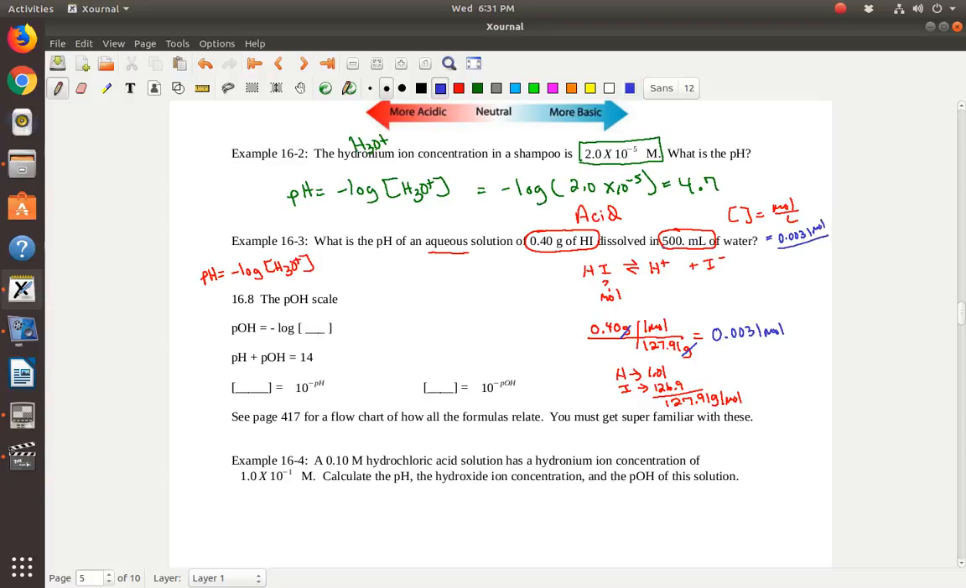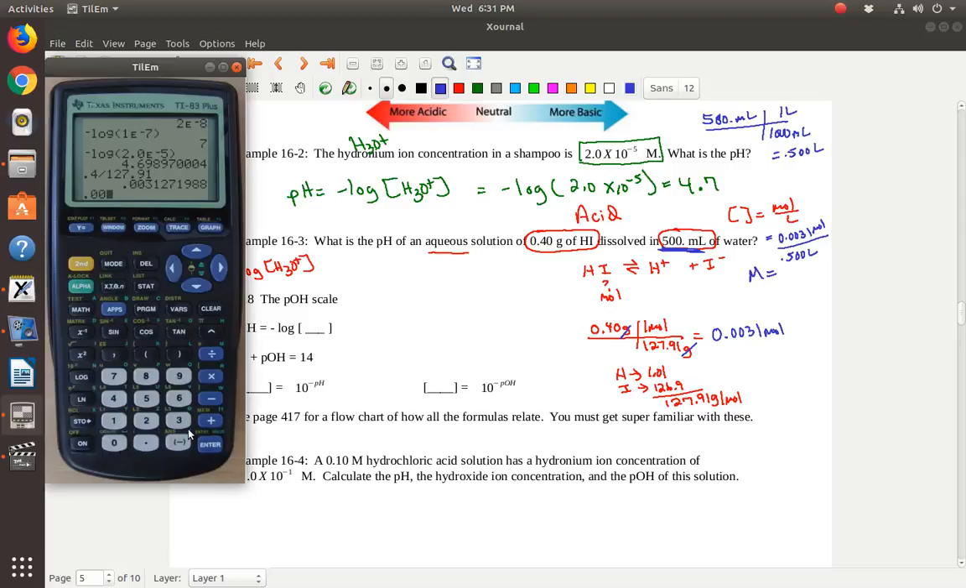Now, what about liters? I have 500 milliliters. You need to remember how to convert milliliters. I'm just going to write it up here because of room. You have 500 milliliters. Remember, there are 1,000 milliliters in 1 liter. This is just a basic unit conversion. So it's 0.500 liters. So the molarity of this solution is 0.0031 divided by 0.5.